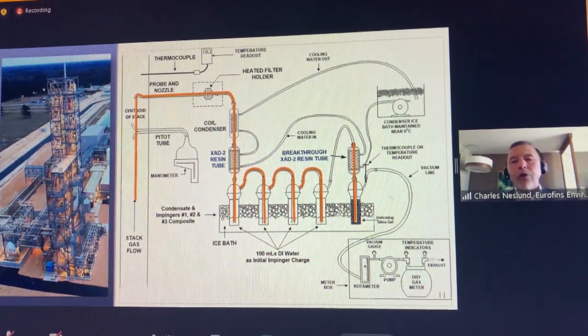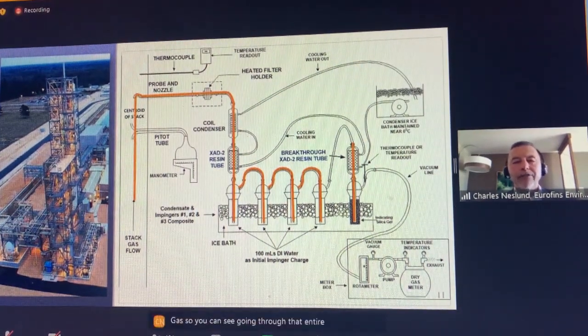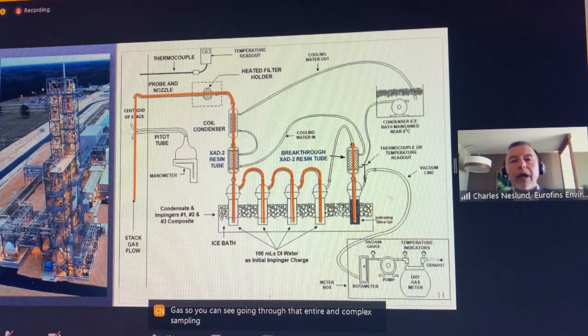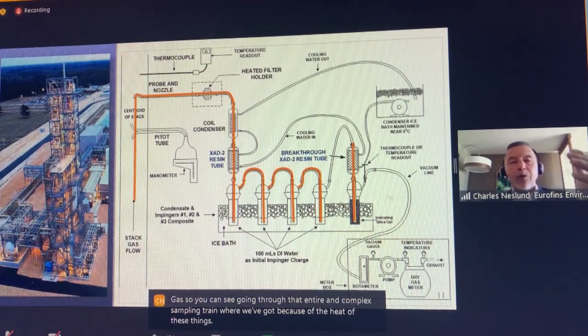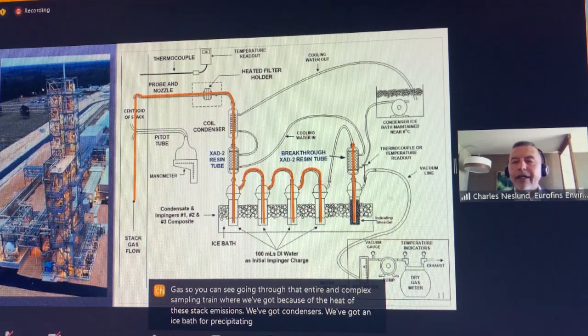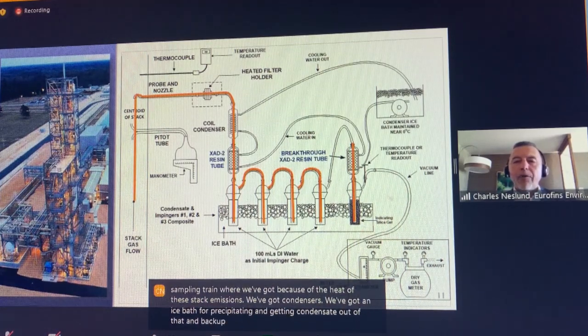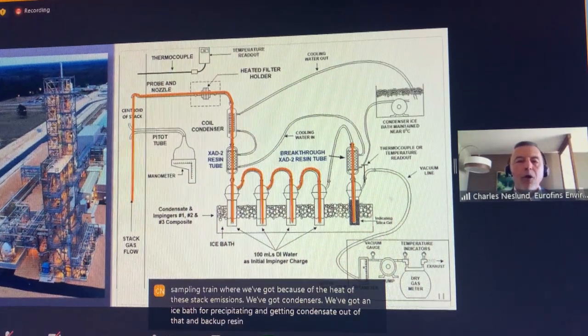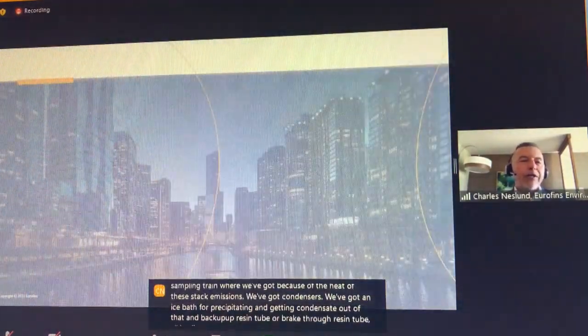So you can see going through that entire and complex sampling train where we've got, because of the heat of these stack emissions, we've got condensers, we've got an ice bath for precipitating and getting condensate out of that, and backup resin tube or breakthrough resin tube, all leading to these kinds of analyses.